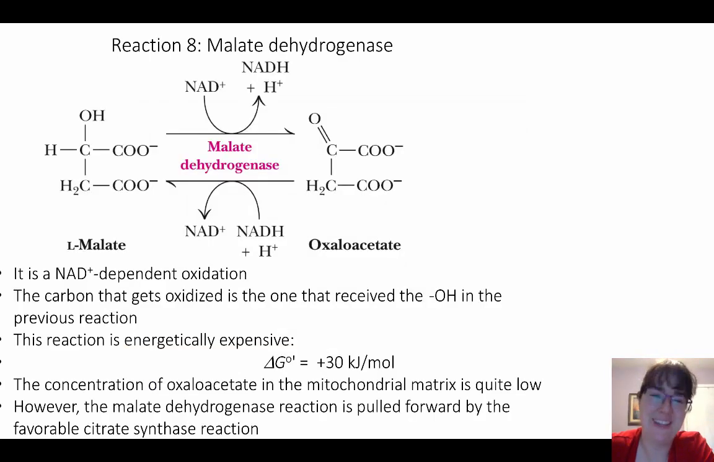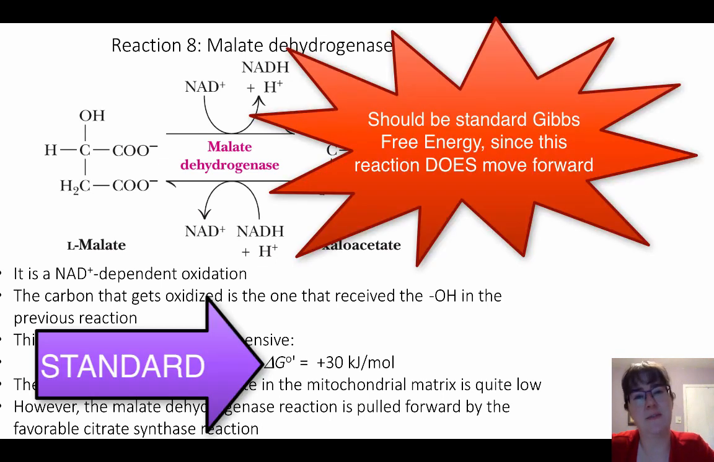Last reaction, malate dehydrogenase. We're going to take our L-malate and oxidize that to oxaloacetate. In doing so, we are going to form, again, NADH. So this is an NAD plus dependent oxidation. The carbon that gets oxidized is the same one that just received the hydroxyl group in the previous reaction, so no rest for the weary in this case. This is actually a fairly expensive reaction. This has a fairly positive delta G associated with it, and it's basically dragged across by the next reaction.